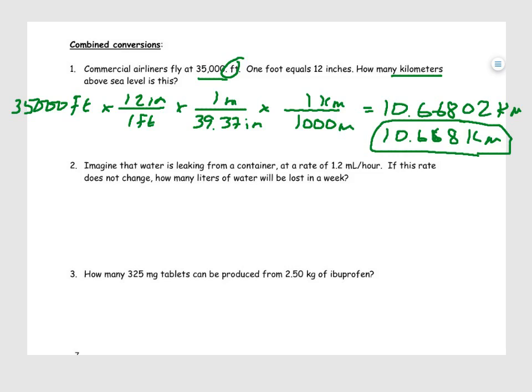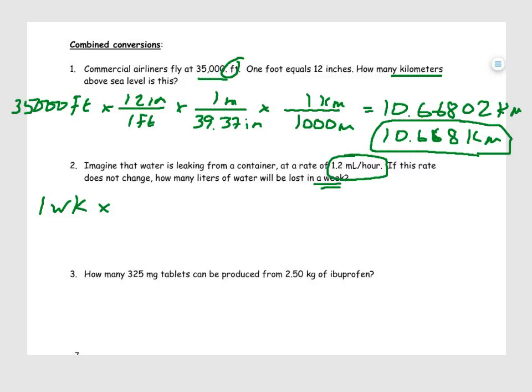Number 2, imagine that water is leaking from a container at a rate of 1.2 milliliters per hour. That's a conversion. If this rate does not change, how many liters are lost in a week? You've got 1 week at a time. How much have you lost in a week? You know you've got mils per hour. So let's change weeks into hours.